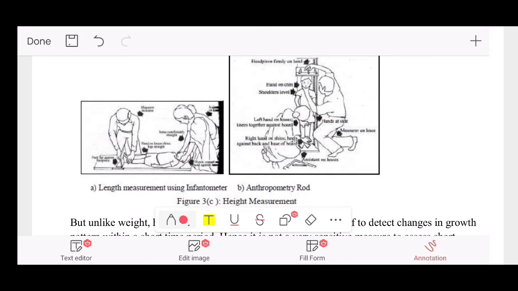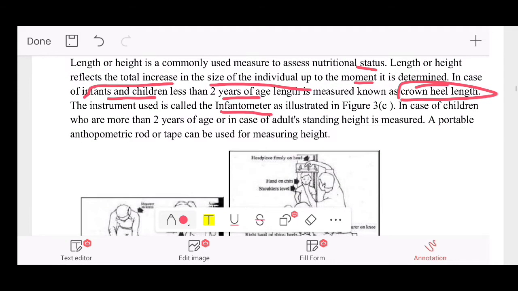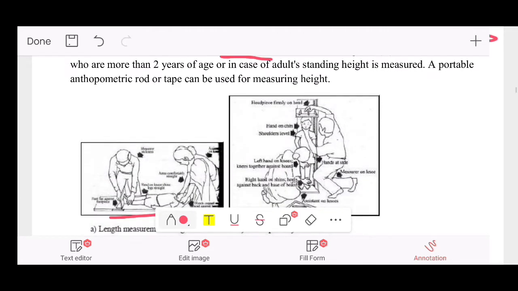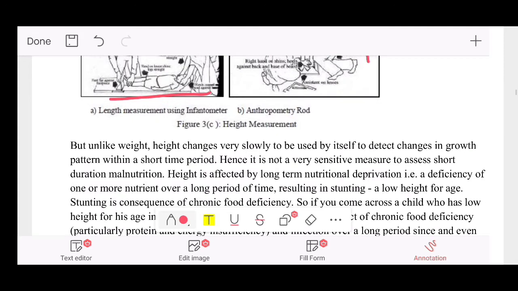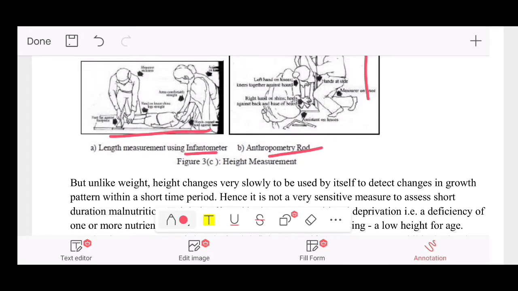This is the Infantometer. See, it is like an elastic band, and the baby will lie down and then he or she will be measured. Okay, in case of children who are more than 2 years of age, or in case of adults, standing height is measured. Means if the child is more than 2 years, or for the adult, they should stand and then we will measure it. A portable anthropometric rod or tape can be used for measuring height. Okay, this is the anthropometric rod and this is the infantometer. For infants we can measure like that.